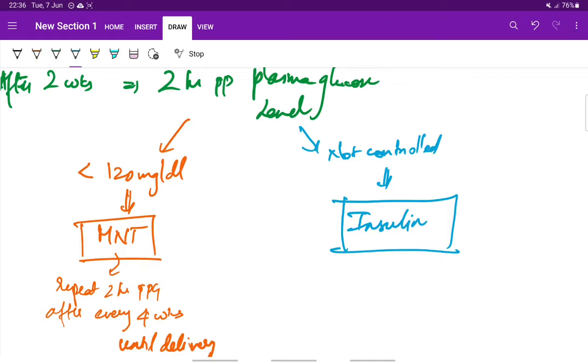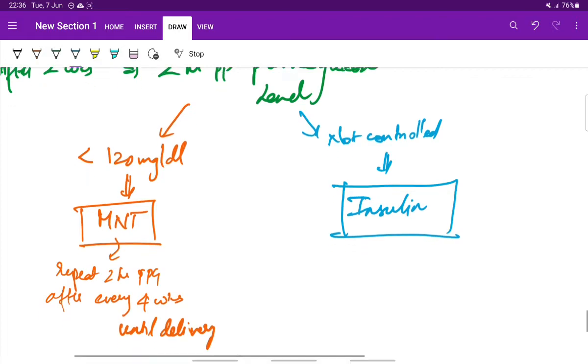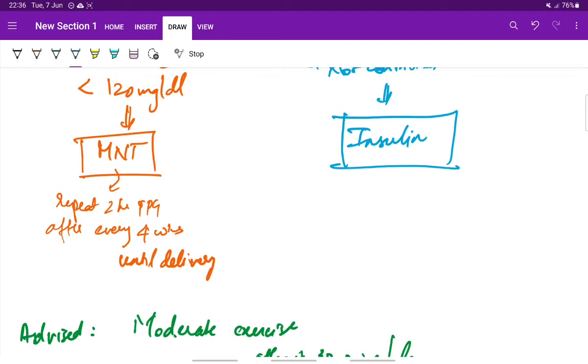So, initially the intermediate acting insulin is given, and then after 2 weeks again the postprandial plasma glucose level is checked, and if it is within 120 milligram per deciliter, we continue the same dose. If the values further increase, then we also increase the dose of insulin according to the plasma glucose levels.